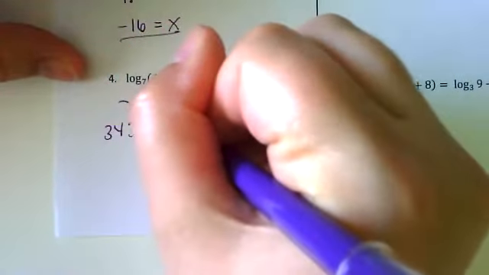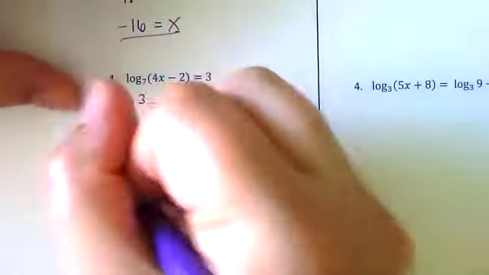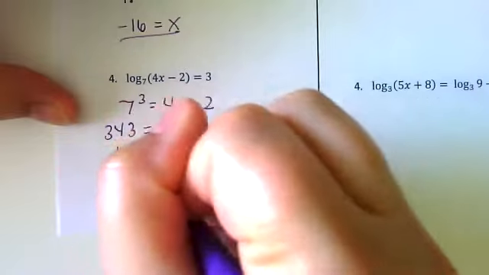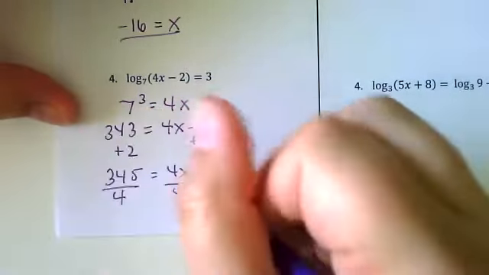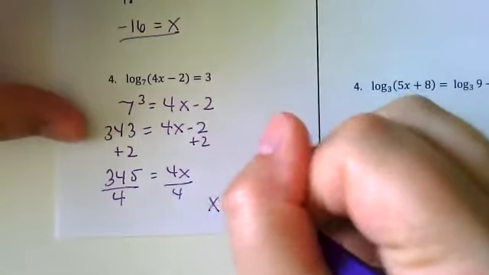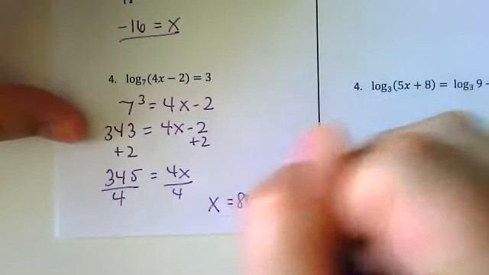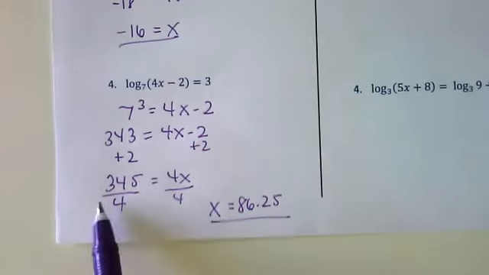So we get 343 equals 4x minus 2. I'm going to add 2 to both sides. So I get 345 equals 4x. I'm going to divide by 4 on both sides. And I get x equals 86.25. You could also leave it as the fraction, but we're going to do some decimals here. If you left it as 345 over 4, that would also be correct.